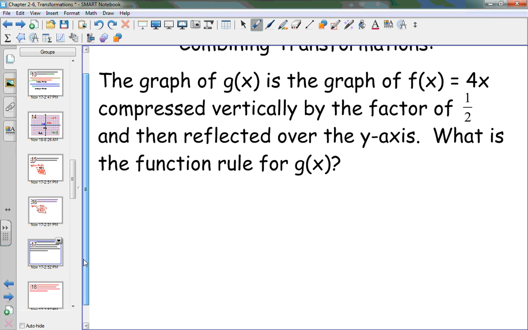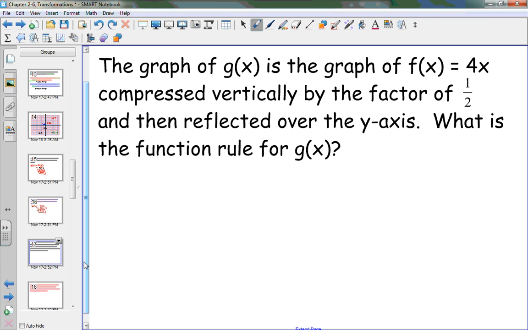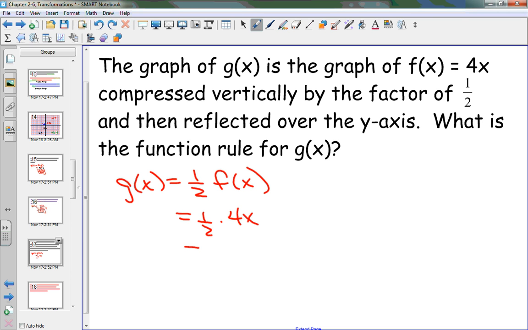Compressing and stretching means you're multiplying by a factor, right? So g of x is equal to 1/2 times f of x. But what's f of x? 4x, so that's going to be what? 2x so far. Do we see that? I've compressed it by a factor of half. And then what does it say to do next?